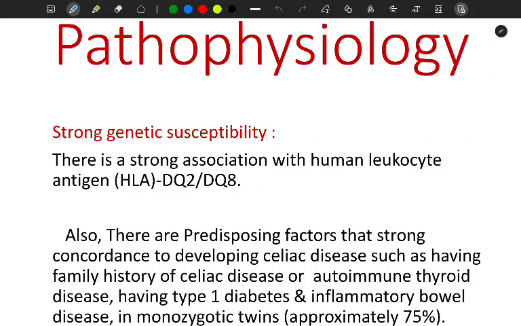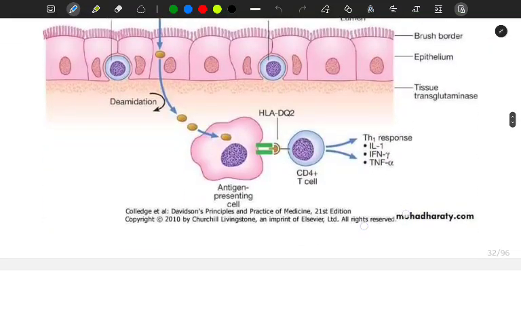Next. That's how things happen. Gluten peptides cross the epithelial cell, get deamidated, and then the antigen presenting cell presents them to the CD4 positive T cell for adaptive immunity, through HLA-DQ2. We know that we have HLA class 1 and class 2, the human leukocyte antigen, with a lot of receptors. When the antigen presenting cell has this type of receptor, it will present the gliadin as a strange molecule, and eventually antibodies and an inflammatory response, the Th1 or type 1 inflammation, adaptive immunity, will be there.